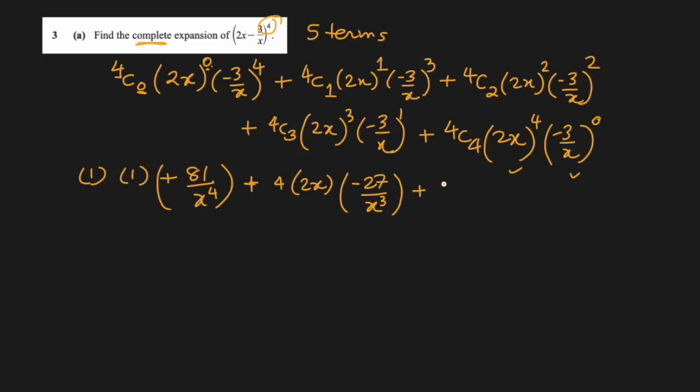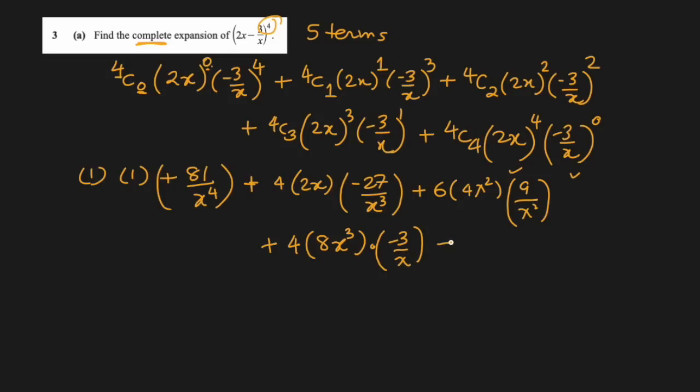Alright. 4C2 is 6. And then 2 squared is 4x squared, minus 3 squared is positive 9 over x squared. Plus 4C3 will be 4, 2 cubed is 8. Please keep in mind, we cube both parts. Do not stop with only x cubed. We have to cube the 2 also. Then minus 3 over x. 4C4 is 1, 2x to the power 4. 2 to the power 4 is 16, x to the power 4, and anything to the power 0 is 1. So we will write the final part now.